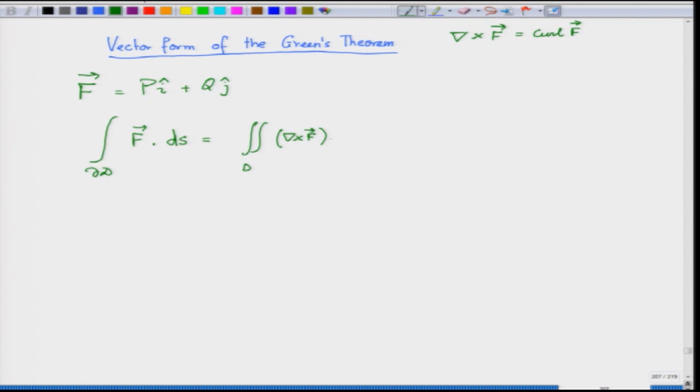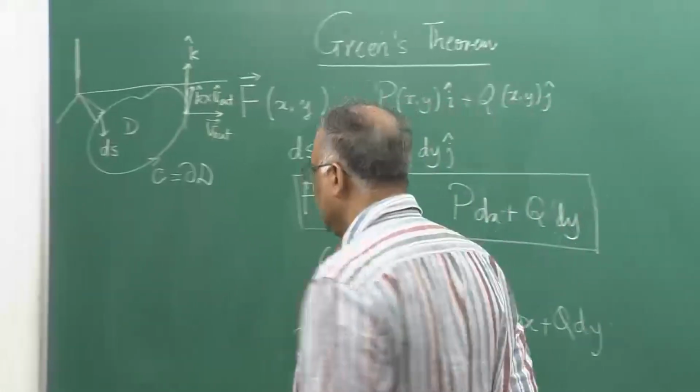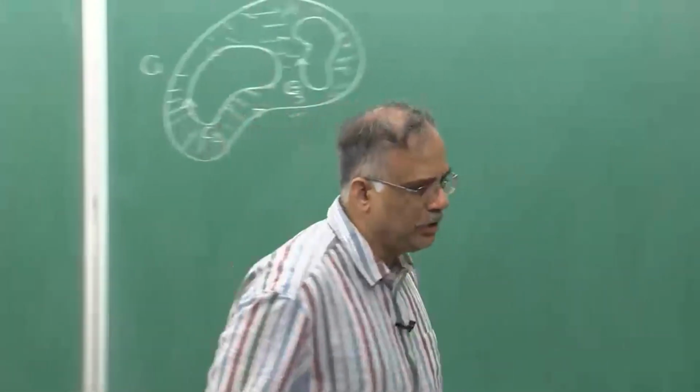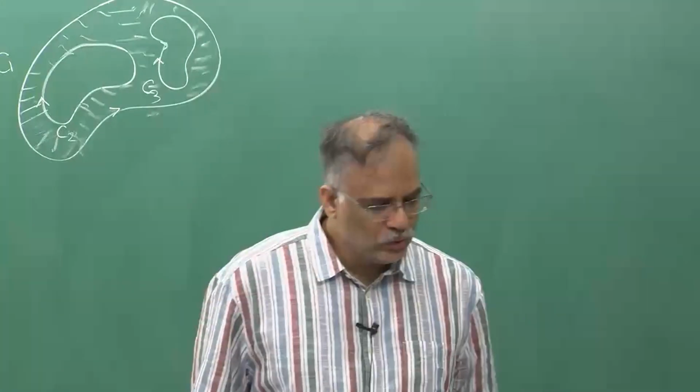Curl of f dot product with k vector, dx dy. This is what is called the vector form of Green's theorem. The other form was written in the form of a scalar. So, we have to see whether this vector form has some meaning or not. So, let us see how do I prove it.